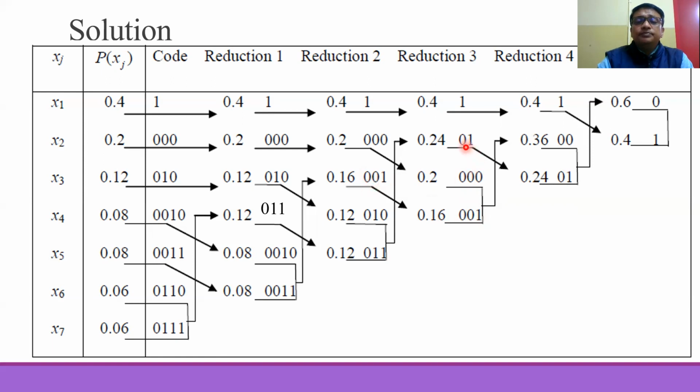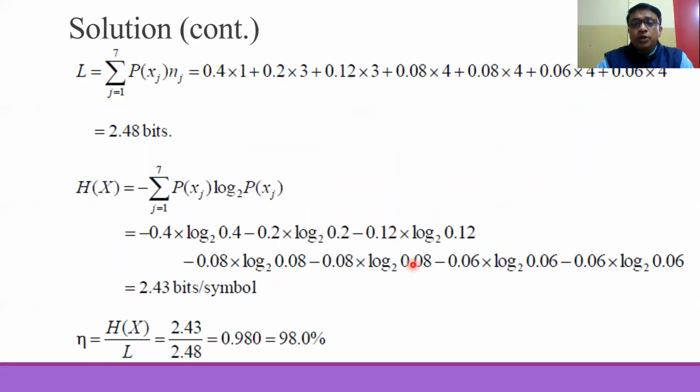And this one, 0.24, has originated from these two. So the first two bits will be 0 1 over these two, and the top one is 0, the bottom one is 1. Like this, it will go on up to the last step. And in the last step, we find the final codes. So this is the technique of the generation of the Huffman code.